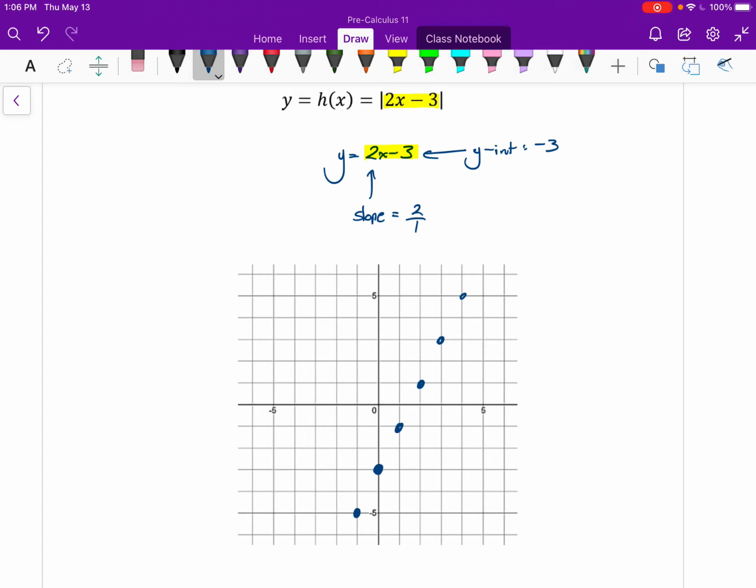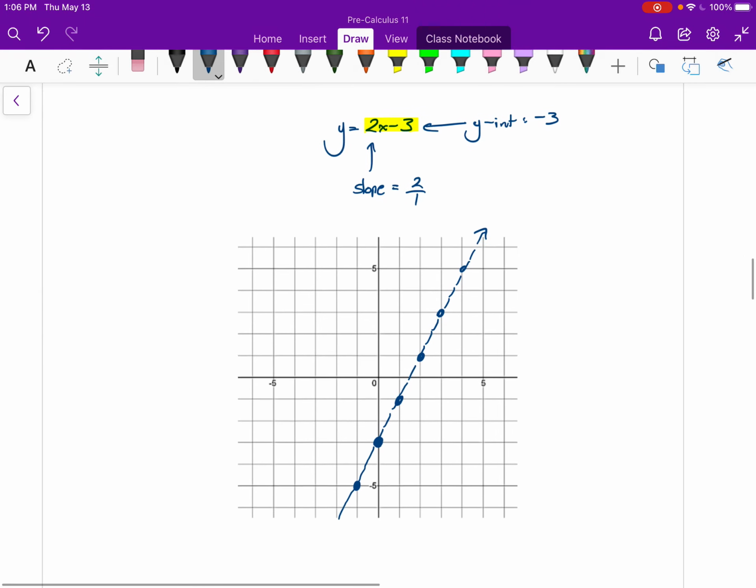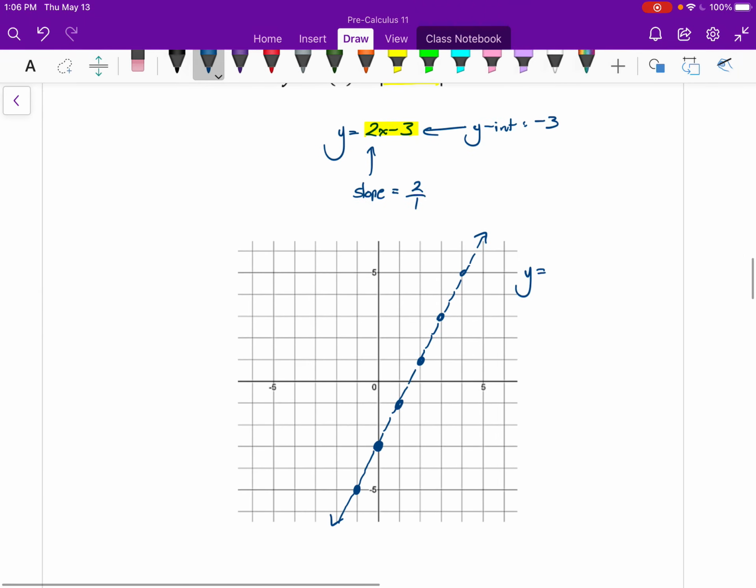Now, this is not h of x, so I'm going to draw this lightly. I'm just going to draw this as a dashed line, because unlike the previous questions, I'm not being asked to graph multiple things. But again, what I did graph there is most of my work. That is a graph of 2x minus 3.